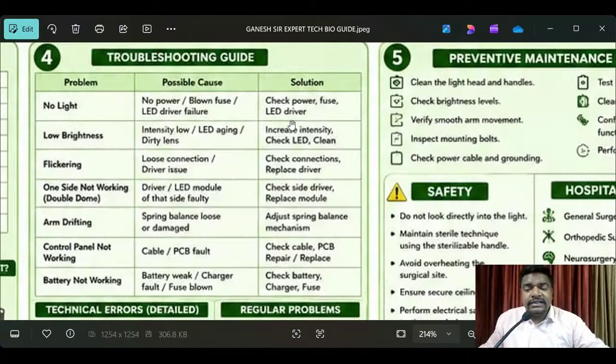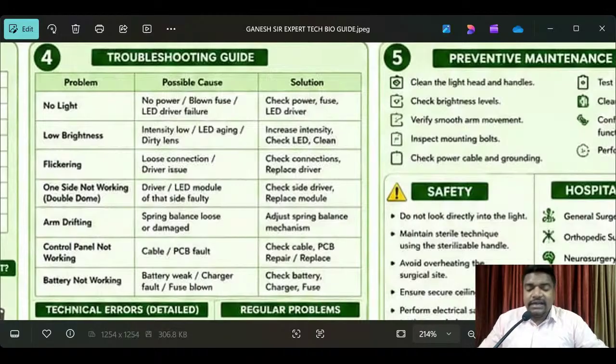After checking this, if it is still not working, I will tell you how to check further. Now the troubleshooting guide, my dear engineers. No light, this is the solution. Next, low brightness. Possible causes: low intensity, LED aging, or a dirty lens. Sometimes the light brightness decreases, and then there is a problem with the OT light. We have to replace the light, otherwise, aging or a dirty lens. The solution is to increase intensity and check or clean the LED.